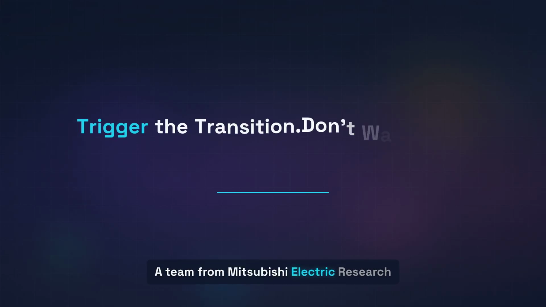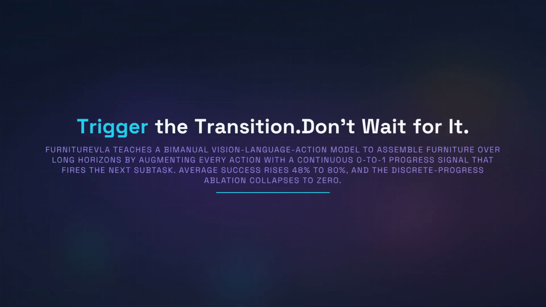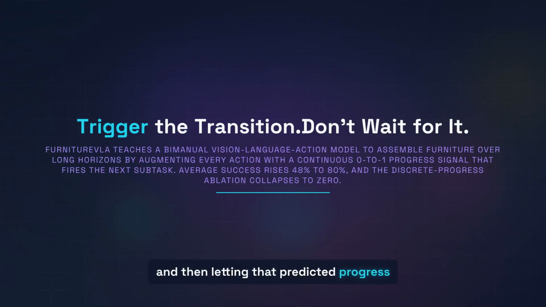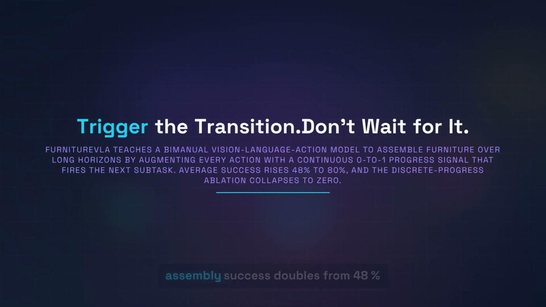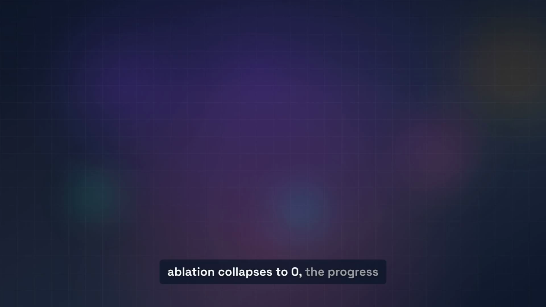A team from Mitsubishi Electric Research Labs, Oxford, and UNC teach a vision language action model to assemble bimanual furniture over long horizons by augmenting every action with a continuous progress signal that triggers the transition. Do not wait for it: progress climbs from 0 to 1 inside each subtask, and then that predicted progress fires the next subtask itself. Average assembly success doubles from 48% to 80%, and the discrete progress ablation collapses to 0.